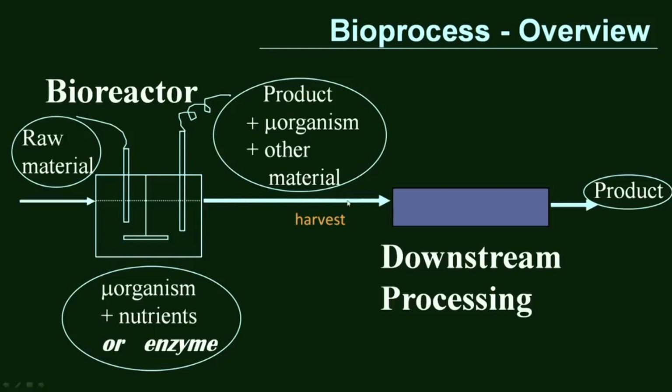And the liquid stream that is harvested from the bioreactor contains the product of interest along with the microorganism and the other material that arose from these two. Since we are interested only in the product, we need to remove that from the other material, and that is what is done through downstream processing steps to achieve the final purified product.